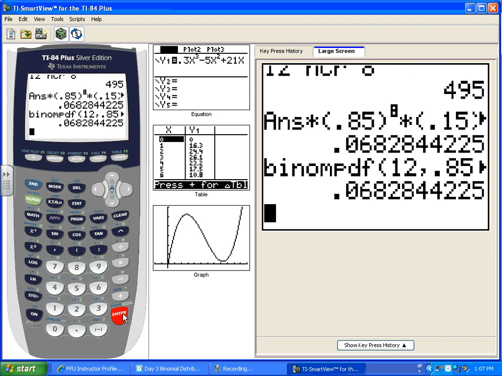Now, notice that that number is exactly the same. You need to be able to show your work. We're short on time right now, so I need to show you this next button so you can get your homework done.